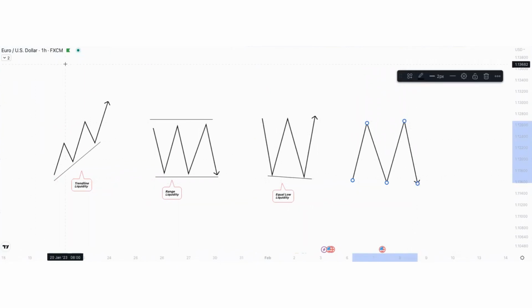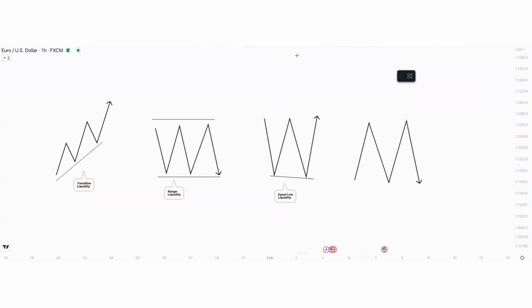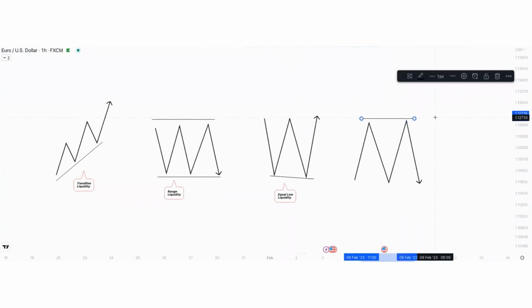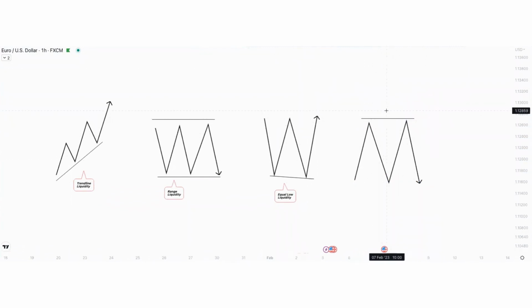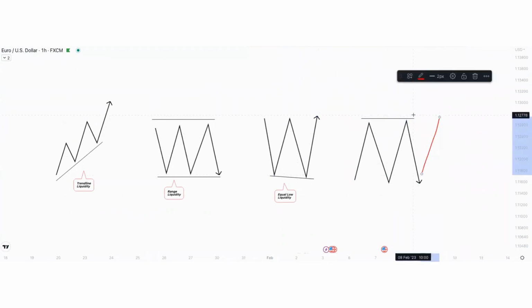So it's the contrast of the equal low. So stop losses are here above here. And then when the price, or retailers, when the price hits this level right here, they will sell, right?